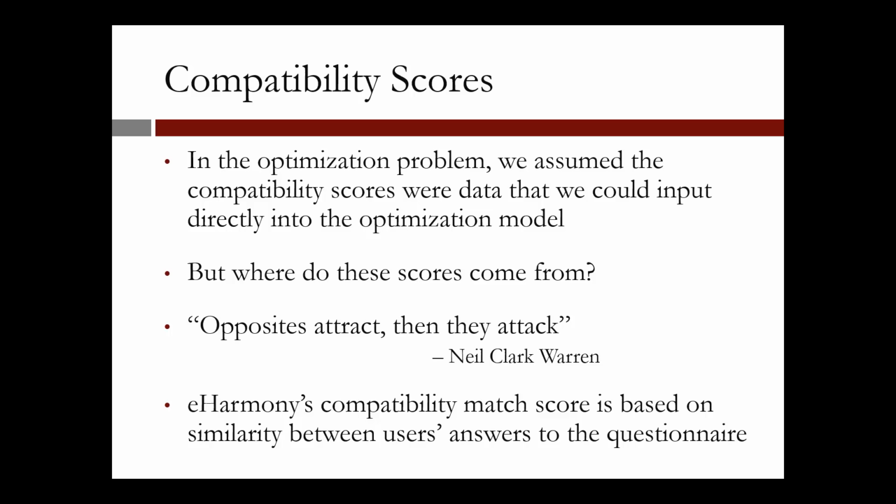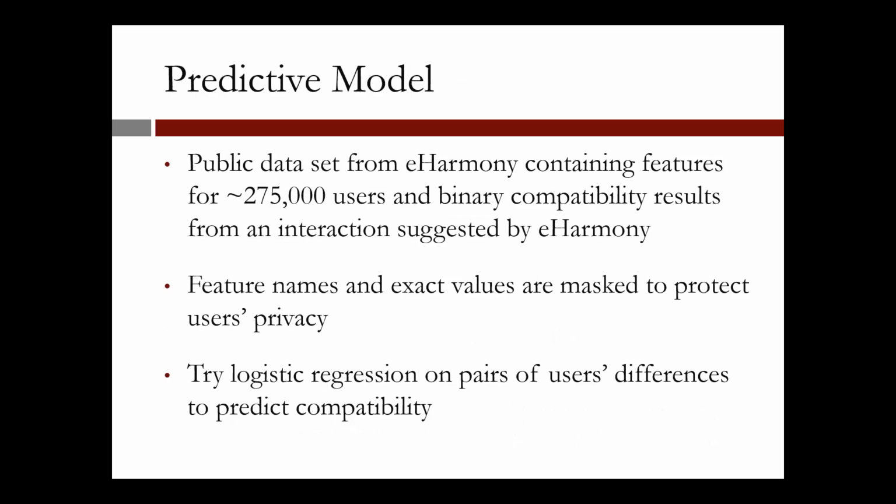In the optimization problem, we assumed the compatibility scores were data that we could input directly into the optimization model. But where do these scores come from? In the words of the founder, Neil Clark Warren, opposites attract, then they attack. eHarmony's compatibility match score is based on similarity between users' answers to the questionnaire.